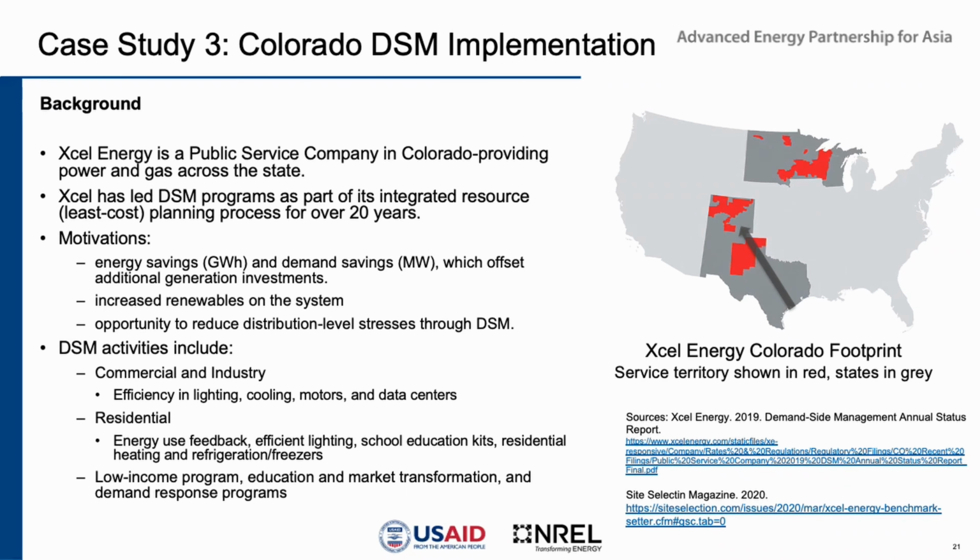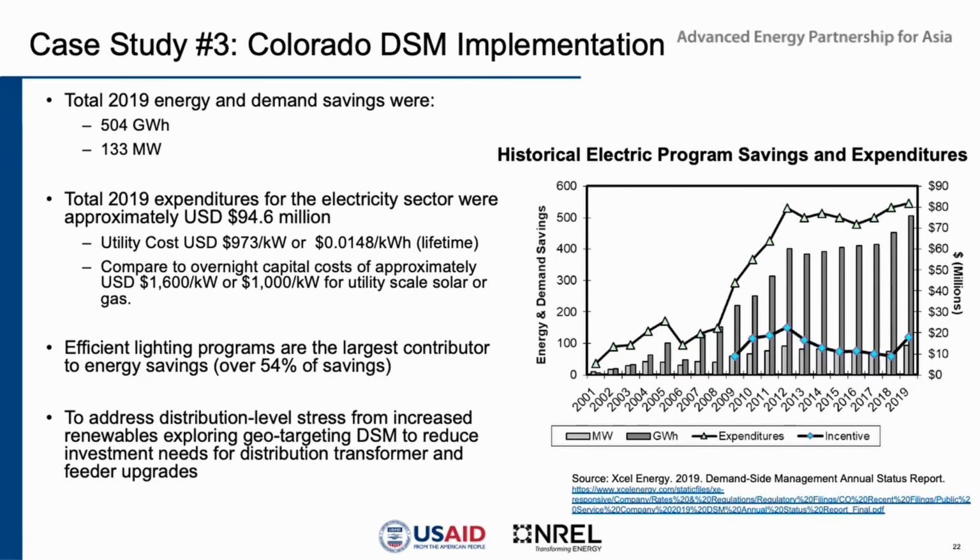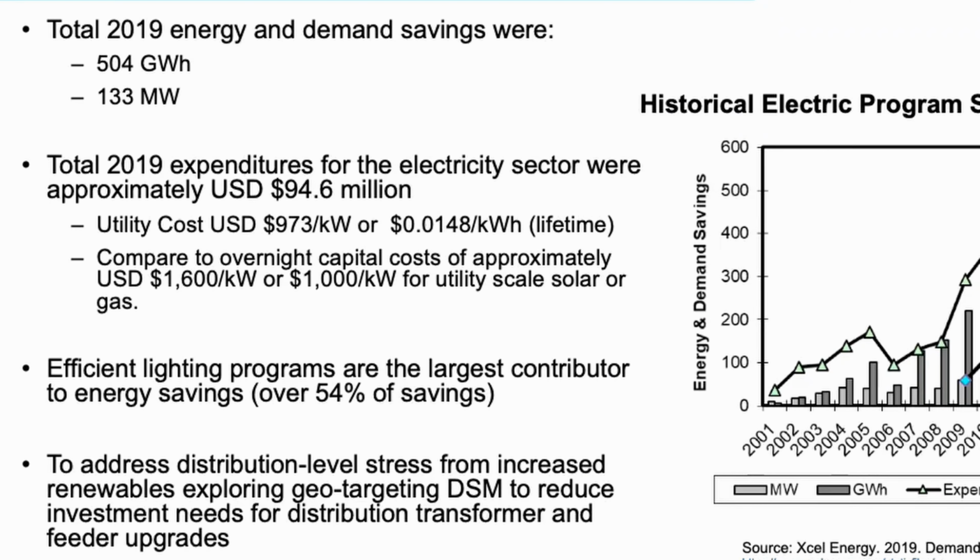So this chart attempts to show some of the impacts from the Colorado DSM program. In 2019, it's estimated that 504 gigawatt hours of energy demand was achieved and a peak reduction of 133 megawatts. And then you can see the information on what it cost to deliver these services in that second bullet.